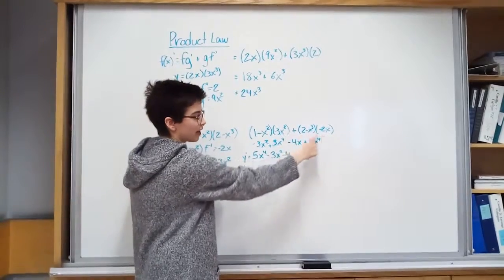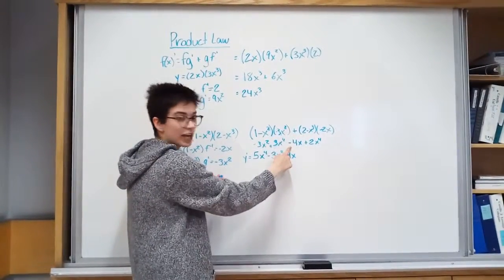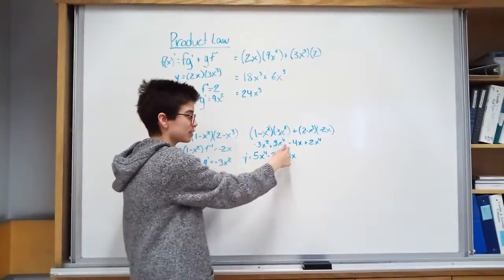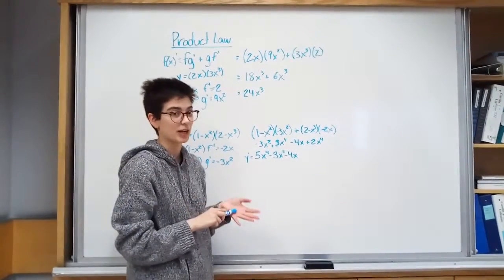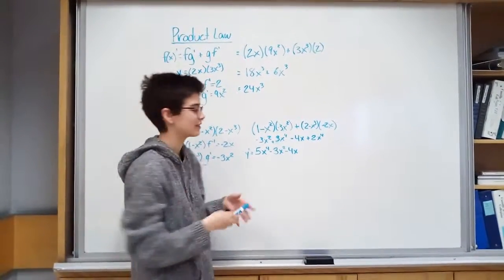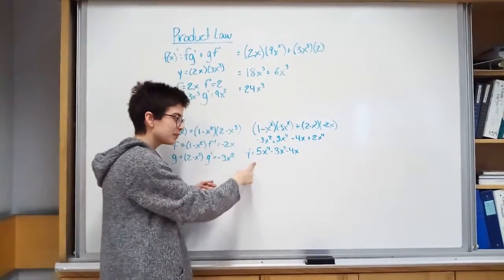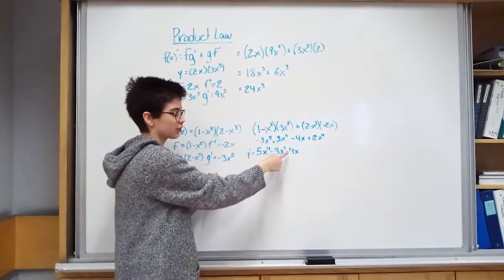Watch again here. I have a negative value, and it's being added, so I just put a negative in there, or else I'm going to put a plus minus, and it's going to get really confusing, and I'll make mistakes. That's where a lot of people will make mistakes. Once you combine this all together, you get 5x to the 4 minus 3x squared minus 4x.